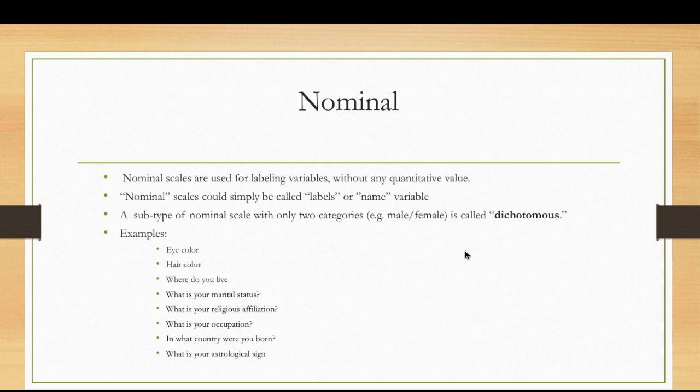Let's start with the easiest variable, nominal variables. Nominal scales are used for labeling variables without any quantitative value. Nominal scales could simply be called labels. Here are some examples below.